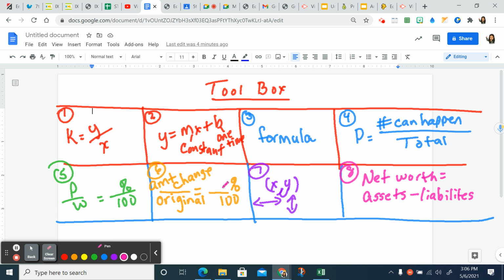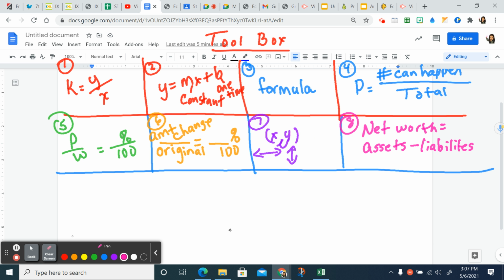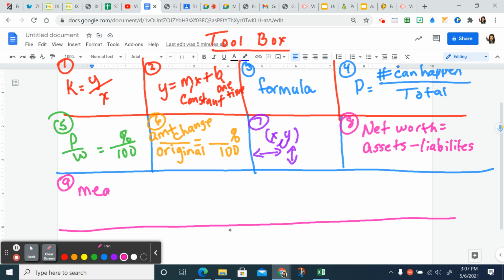All right, then we're going to have number 9. Number 9 is going to take up our whole row, or you can break it up into 4 parts, but it's all number 9. So we have mean. Mean means add and divide. That's how you find the mean. You add and divide.